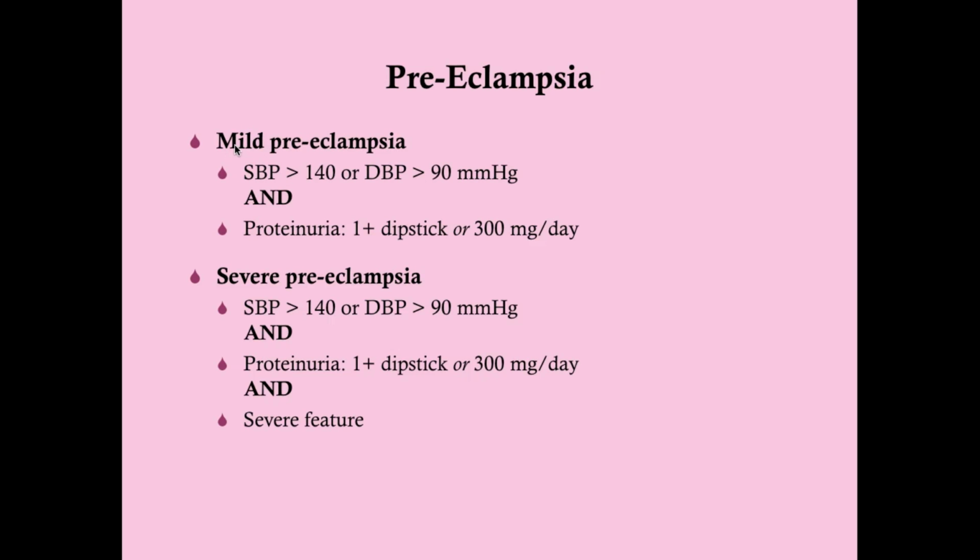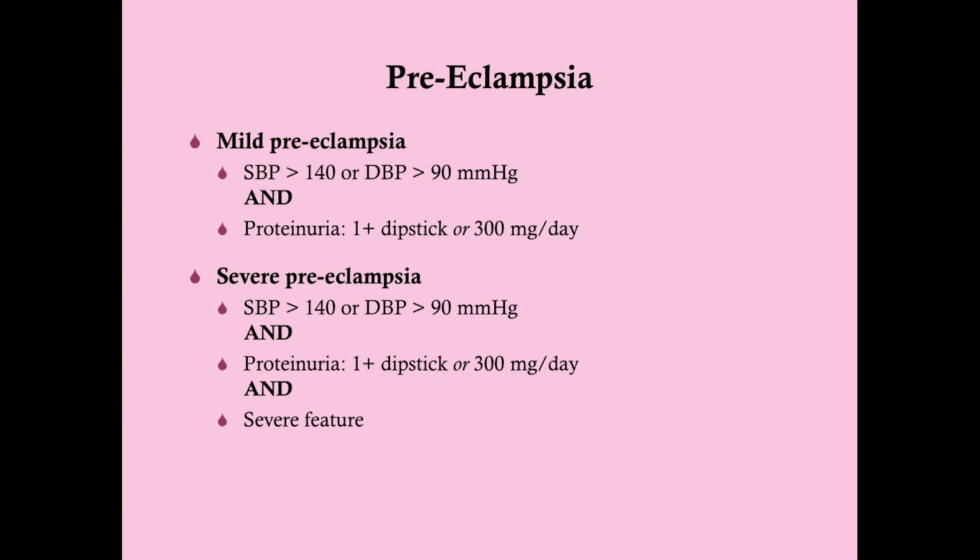So we distinguish between mild preeclampsia and severe preeclampsia. Mild preeclampsia is just the garden variety preeclampsia, the minimal criteria for diagnosing preeclampsia, meaning that you have a systolic blood pressure of over 140 or a diastolic blood pressure of over 90. And then in addition to the blood pressure manifestations, you need to have a proteinuria. It needs to be either 1+ on the dipstick or 300 milligrams per day on the 24-hour urine protein. That is mild preeclampsia, as long as that's all you've got and you don't have any other symptoms.